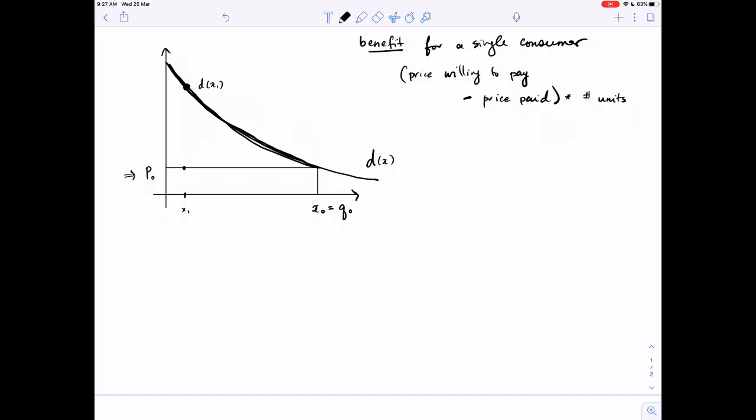So they're receiving a benefit of this, right? So their benefit for this one consumer is d of x1 minus P0, right? That is their benefit. D of x1 minus P0. But that's just one consumer, right? We want the total over everybody.